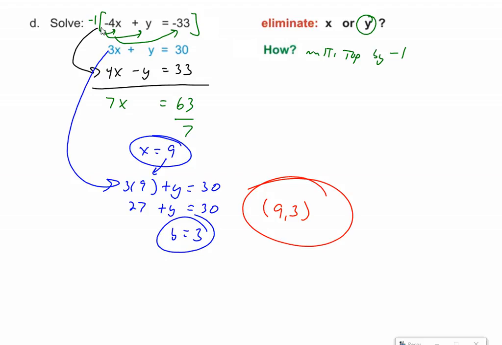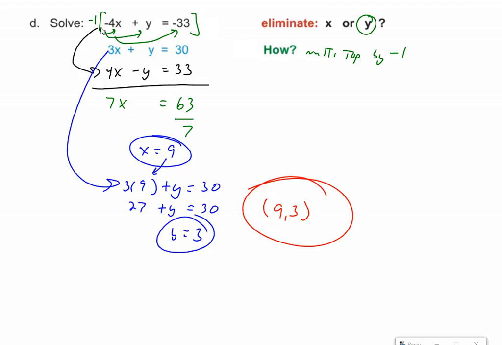You're multiplying the whole equation by -1. Everything on the left, everything on the right. So just distribute it all the way through. So be careful there. That should have gotten you 7x equals 63. Move the 7, x equals 9.